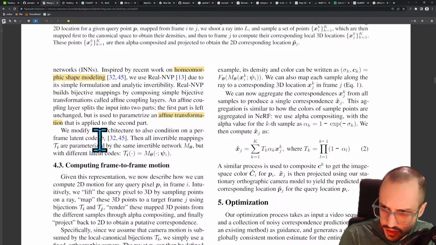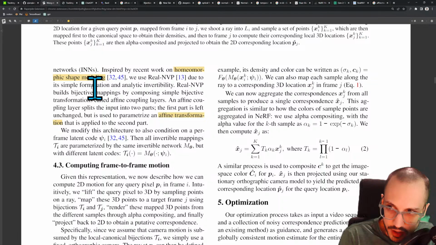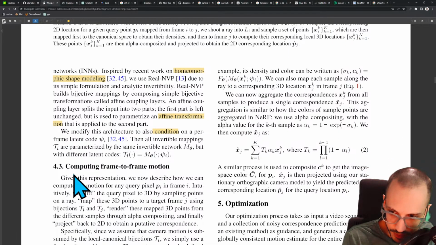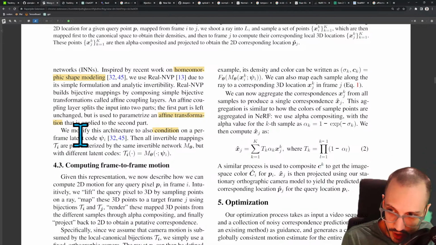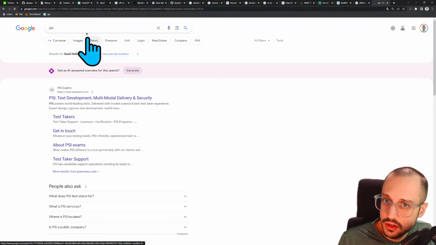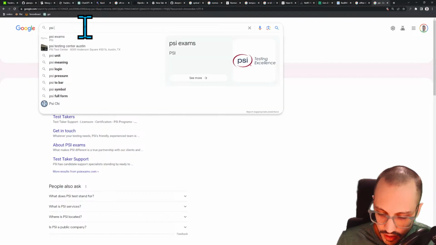Okay, so we modify this architecture to condition on a per frame latent code. Not only do they have this invertible neural network, but they're also going to be conditioning on, right, which means that they're feeding in some additional piece of information into this neural net. When the neural net performs inference, it's also going to be given something else, and what they're going to be giving it is this latent code psi here. I'm pretty sure that's psi, Greek letter.